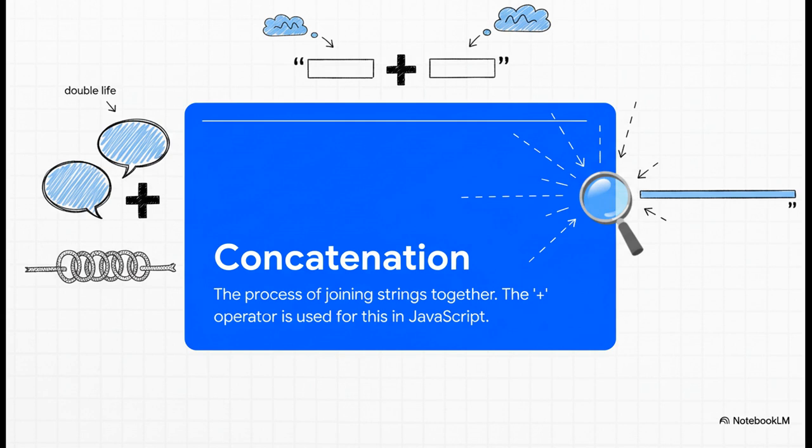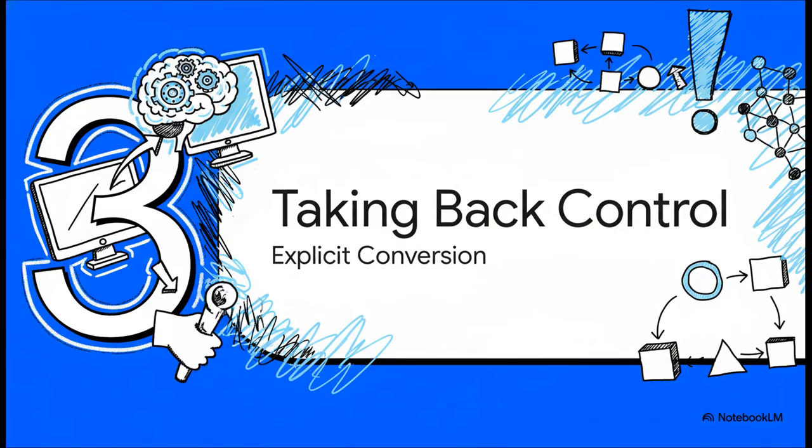So when JavaScript sees a string on one side of the plus sign, it plays it safe. It just assumes you want to join things, not add them. So it turns the number 3 into a string and just smushes them together. So this brings us to the most critical point of all this. You do not have to let JavaScript guess what you mean. You can, and you really should, take back control.